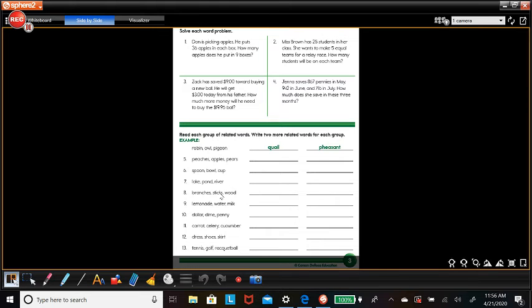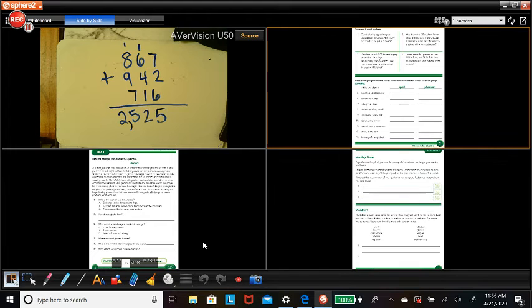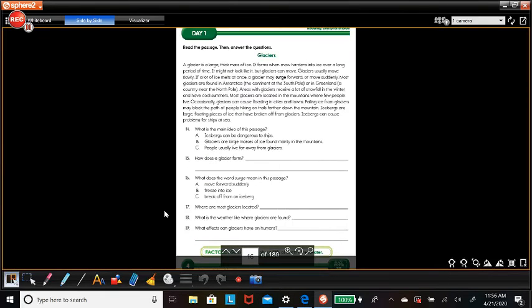So all of these, read the words and then ask yourself, how are they alike? What do they have in common? And then write 2 more that are just like these. Now let's move on to the last page of day 1. This is for reading comprehension. It gives you a short passage to read and then some questions. Number 14 asks, what is the main idea? Circle your answer. Number 15 asks, how does a glacier form?